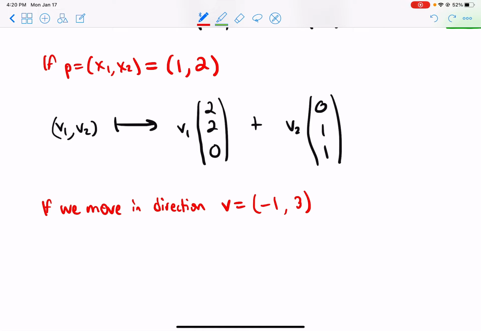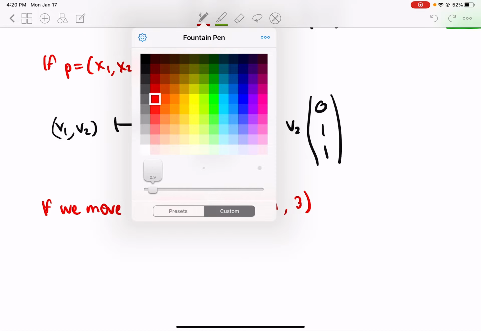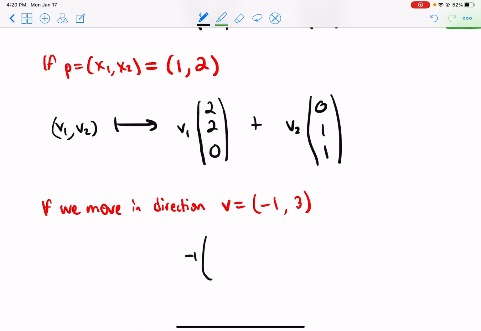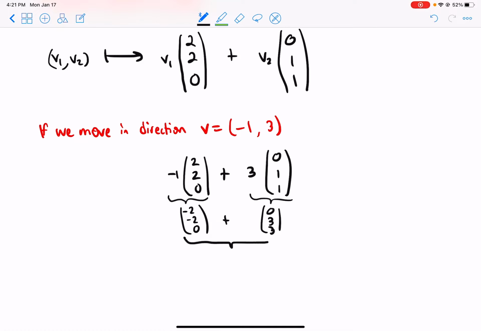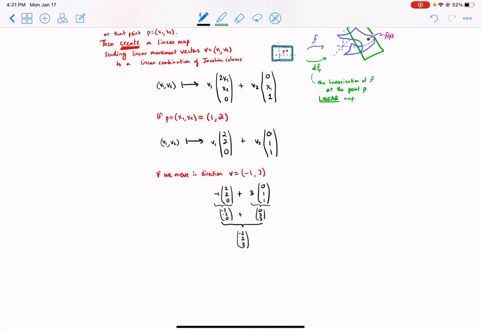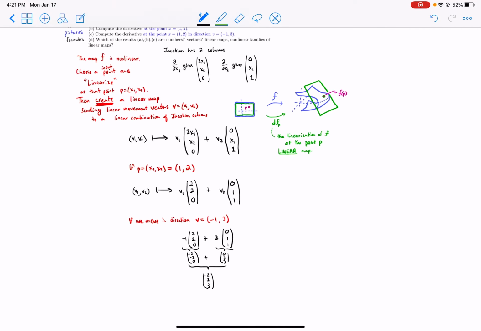We plug in and we get a very specific linear combination, namely -1 times 2, 2, 0 plus 3 times 0, 1, 1. So see, I just plugged in. And so what's this? -2, 0. And what's this one? 0, 3, 3. And so now I just add the vectors, and I get -2, 1, 3. So you see that we keep plugging in more things.